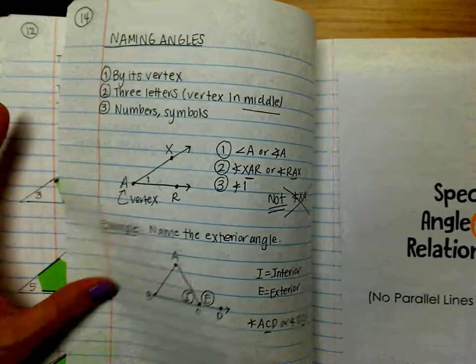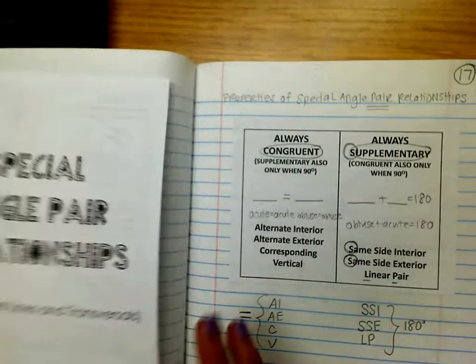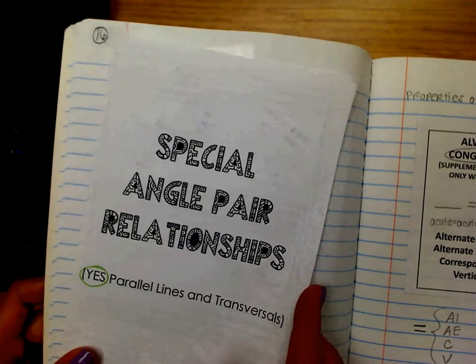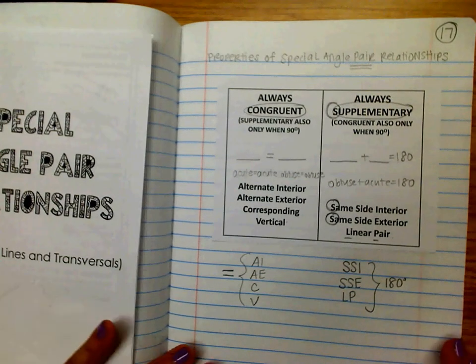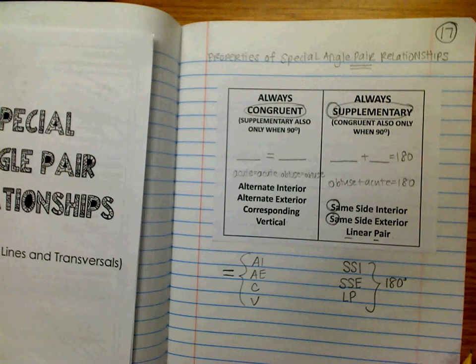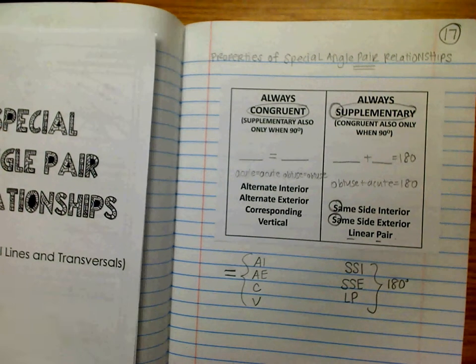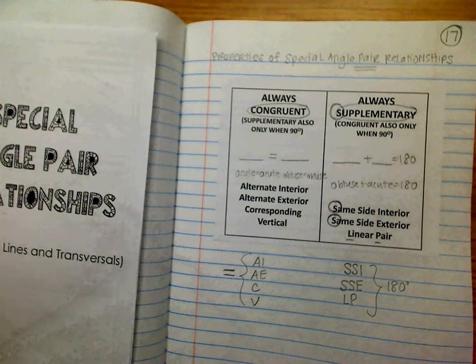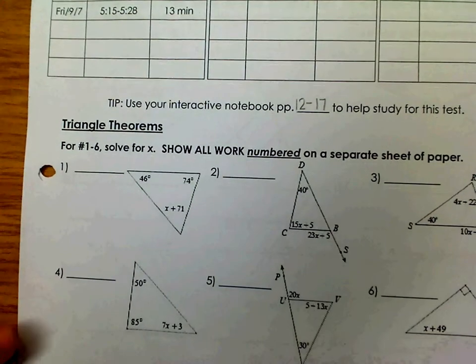Pages 12 through, so we got page 12, 13, 14, 15, which looks like this, and 16, which looks like this, and then 17. Now, for 17, this is what I ended up with my fourth academic. So those of you that are from other academics, I would like to encourage you to add these annotations onto your papers. That's basically all you need. So you need pages 12 through 17 to help you study for this test. I would strongly suggest you take advantage of that.